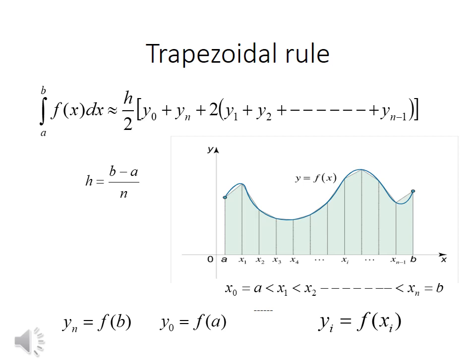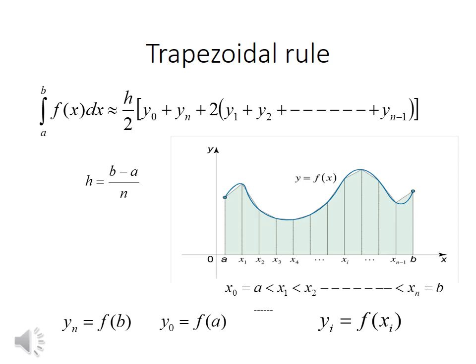Using the trapezoidal rule, the integral from a to b of f of x dx is given by h by 2 into y0 plus yn plus 2 into y1 plus y2 plus etc. yn minus 1. That is, we take h by 2 where h is equal to b minus a divided by n. That means end point minus starting point divided by the number of parts. So h by 2 into y0 plus yn plus 2 times all other terms. Using this you can approximately find the area under the curve y equal to f of x from a to b.